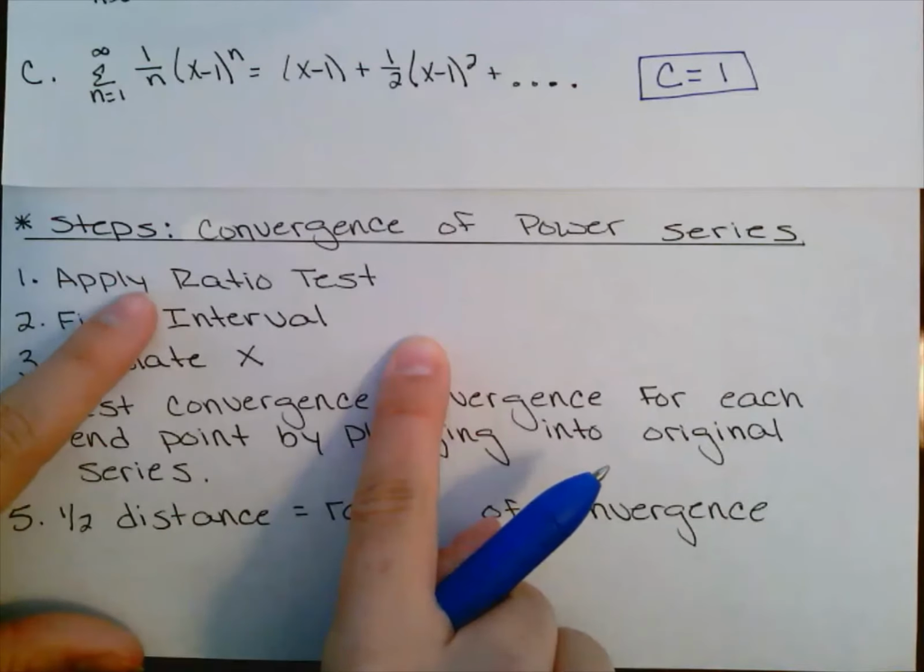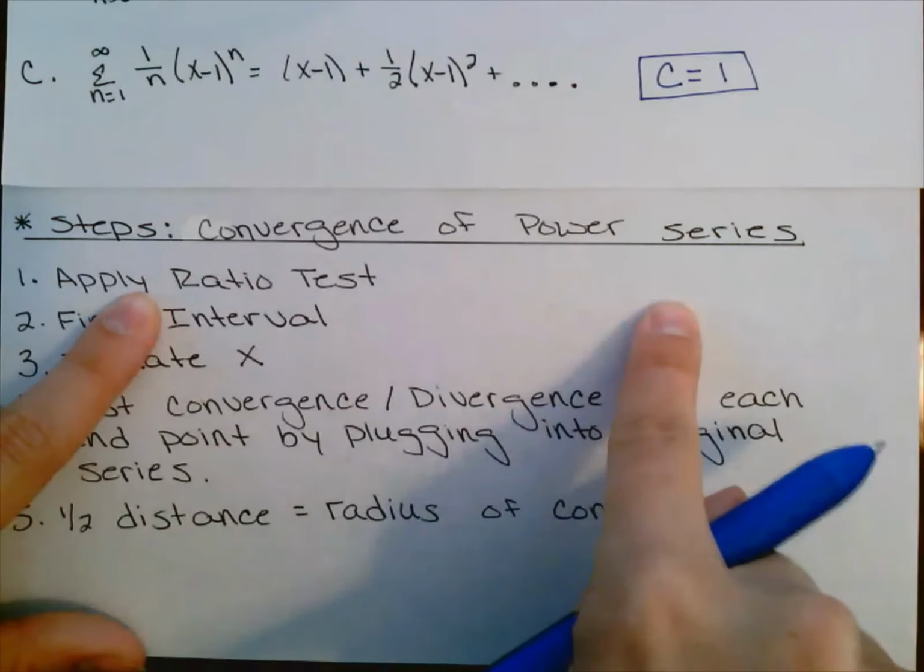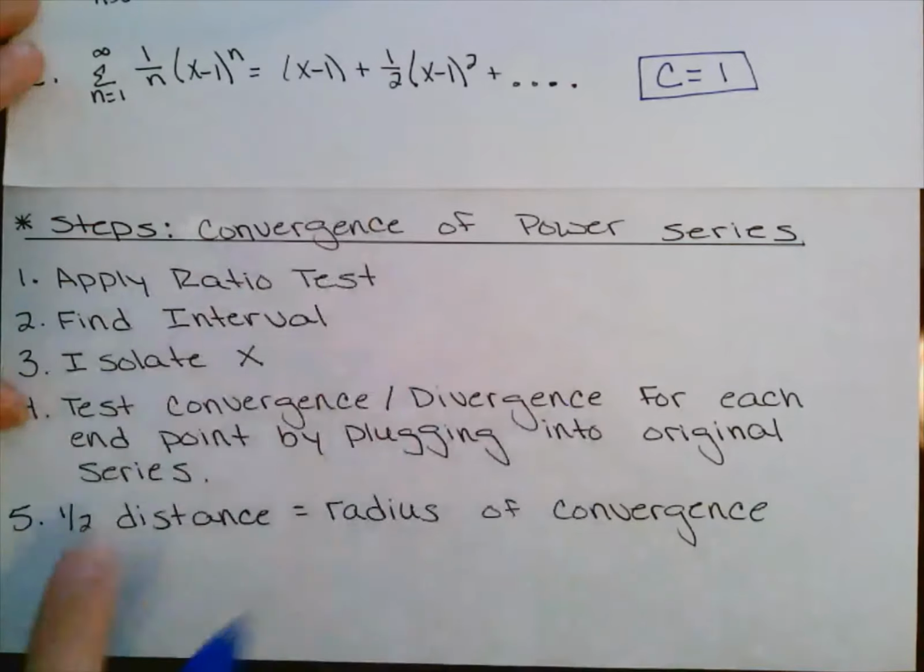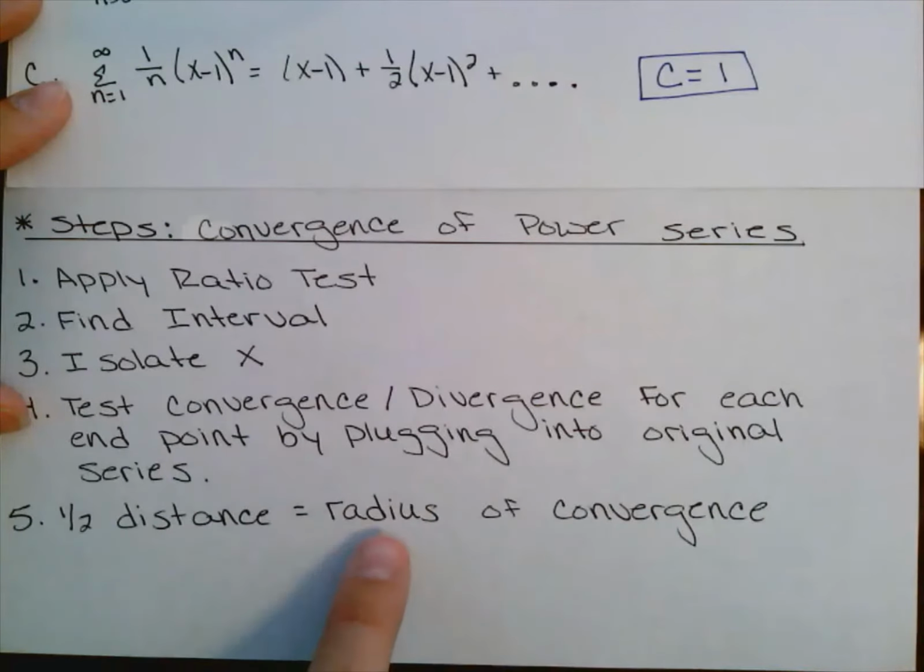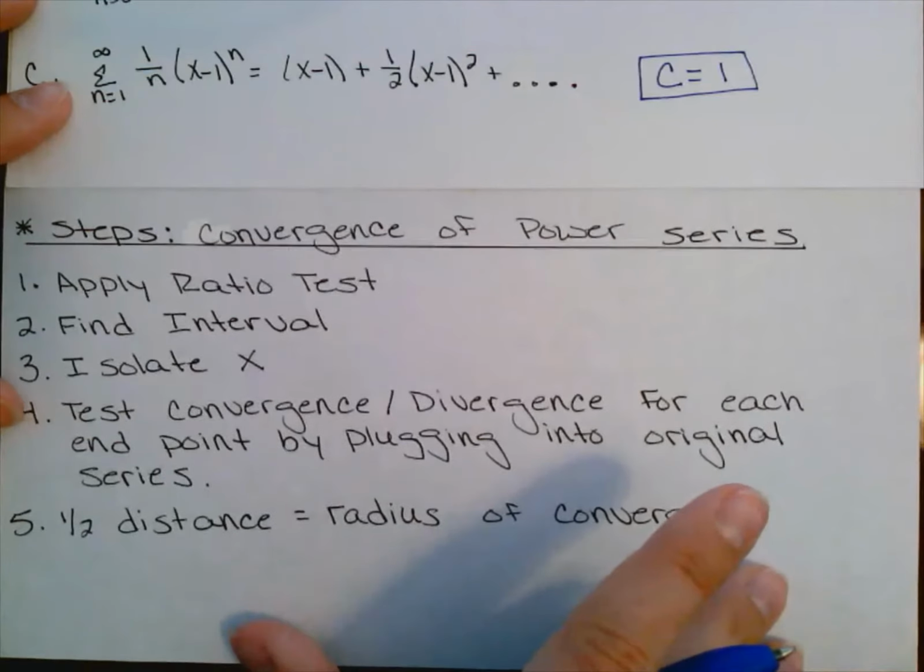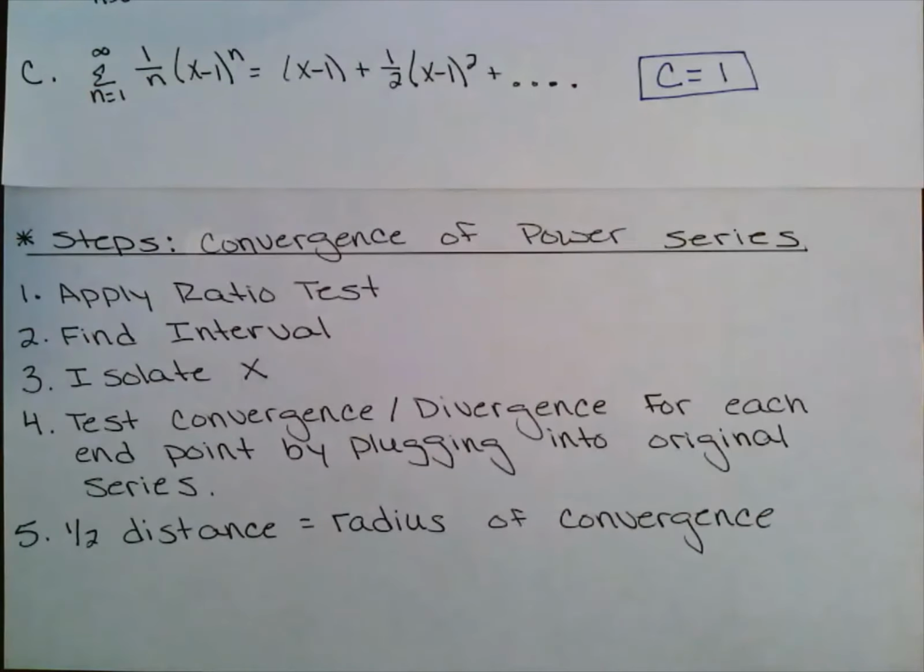Think of like when you talk about the diameter of a circle, and half of that is its radius. Same thing here. Half of this distance of this range of numbers is going to be called your radius of convergence. So very easy questions. You already know how to do the ratio test. It's just a little lengthy, but easy steps.